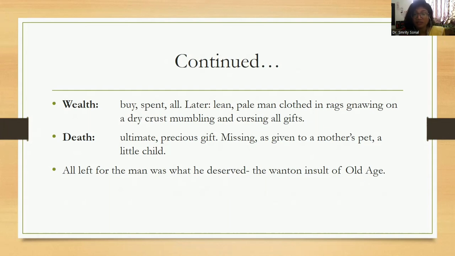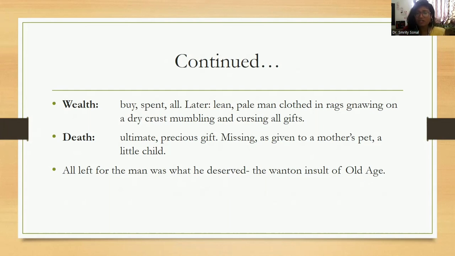And when the fairy appeared on the scene with the gifts, the basket did not have death. And the man was willing to have death. He realized that death is the only solution, and death is something that is going to put an end to all the sufferings that he has gone through till now. So when he looked for death, the fairy answered the man that death is missing in this basket. There is no death. And this most precious gift of death has already been given to somebody who required it. And that was a mother's pet, a little child.